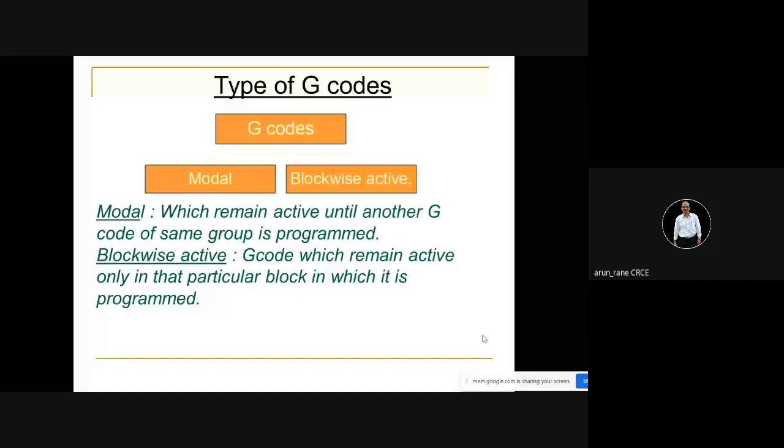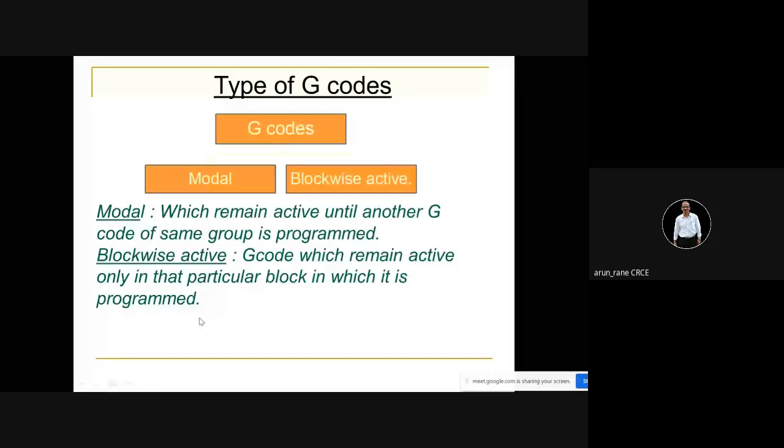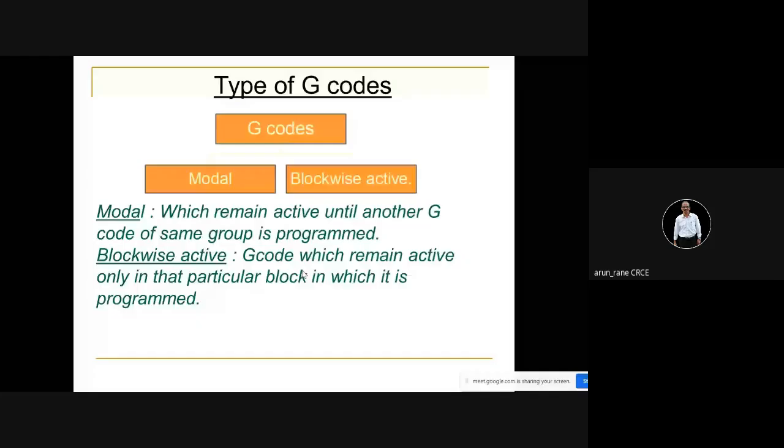G01 is a modal code. G00 is again a modal code. G02 is not, it remains active only in that particular block. And blockwise active means what? It remains active only in that particular block. So that is what is called blockwise active, and it is also called non-modal or blockwise active.